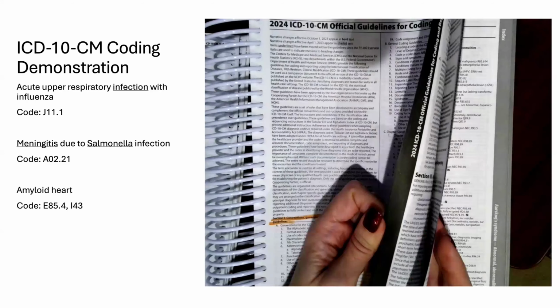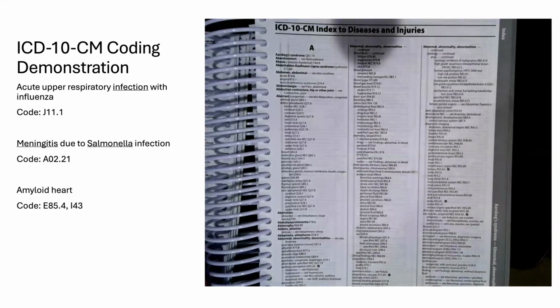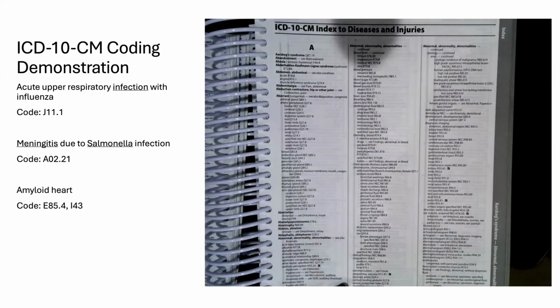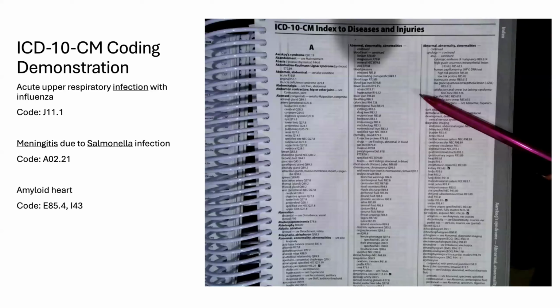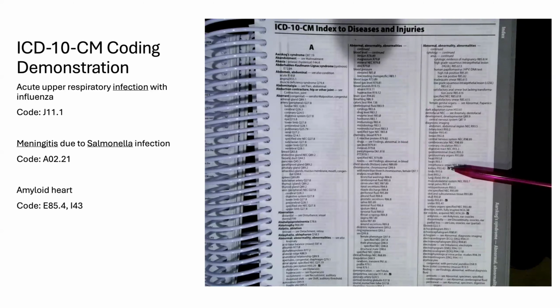After the guidelines, we have our alphabetic index. With ICD-10-CM, the alphabetic index is always your starting place. You always start from the index. However, you never code directly from the index. There are times when the index may provide what appears to be a full code, and there are times when it provides a partial code.